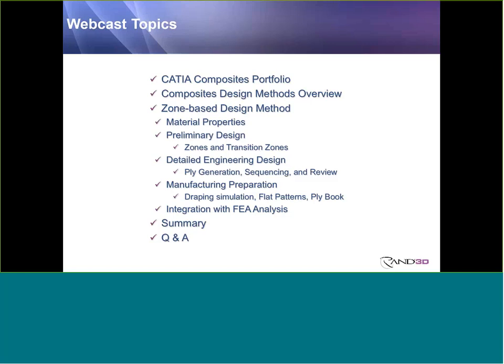So we're going to cover material properties, preliminary design, detail engineering design such as splice generation, etc., and manufacturing preparation such as draping simulation, flat patterns, and plybook. We'll talk a little bit about integration with FEA analysis, which is done very well in CATIA, and we'll finish with a summary and some Q&A.